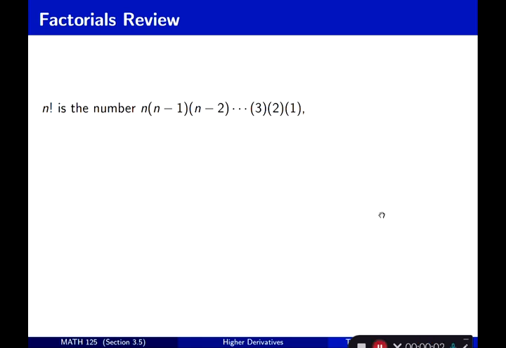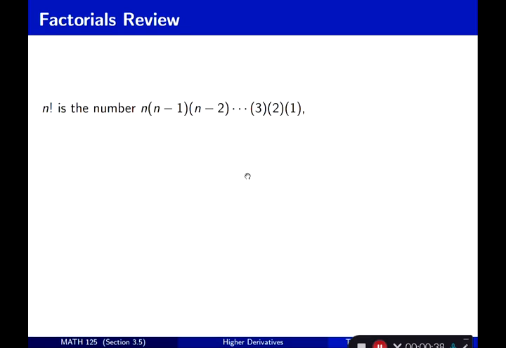We're continuing section 3.5, a factorial review. This is needed because we're going to go over an example of nth derivative, and in the solution to that, to see patterns, we're going to use factorials. What is factorial? N factorial, see n with the exclamation mark, is the number n times n minus 1 times n minus 2 times all the way 3, 2, 1. And this definition is for n bigger than or equal to 1.